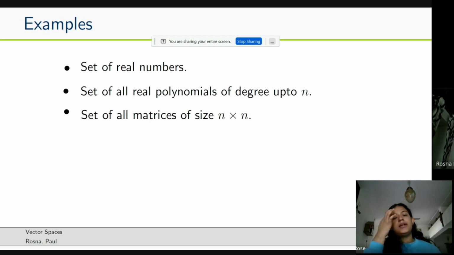And here the zero vector is nothing but 0 x raised to n plus 0 x raised to n minus 1 and so on, so it exists. And the set of all matrices: if we have n by n matrices, you can add two matrices and you can multiply each element of a matrix by a scalar, which gives you the scalar multiplication.